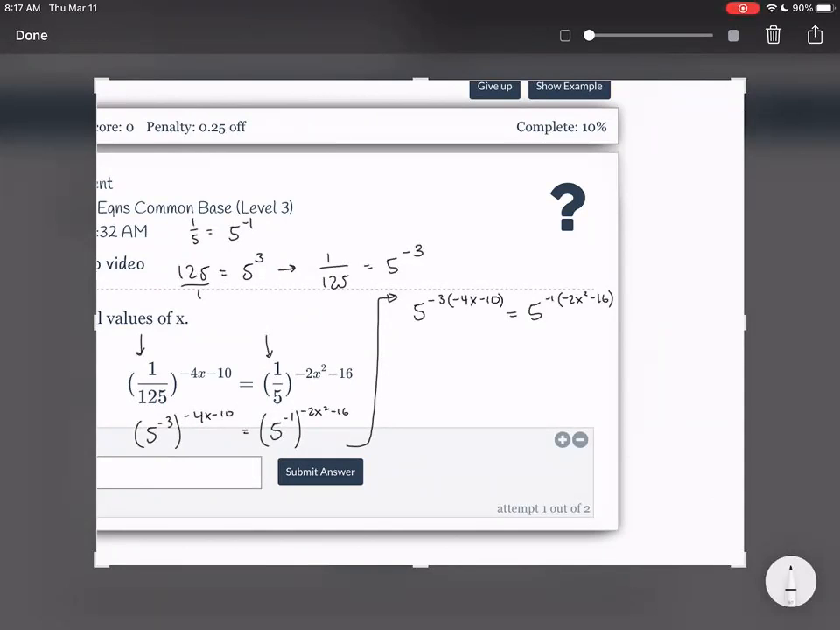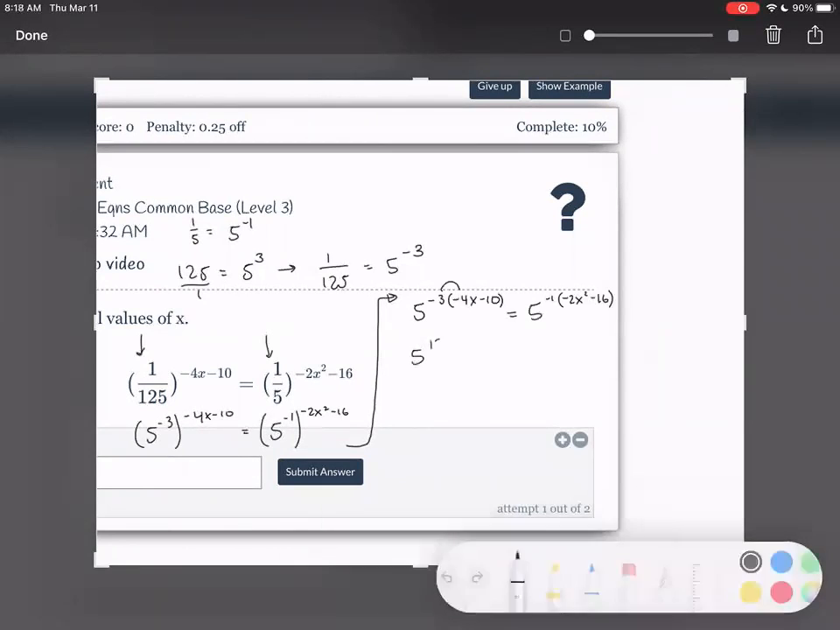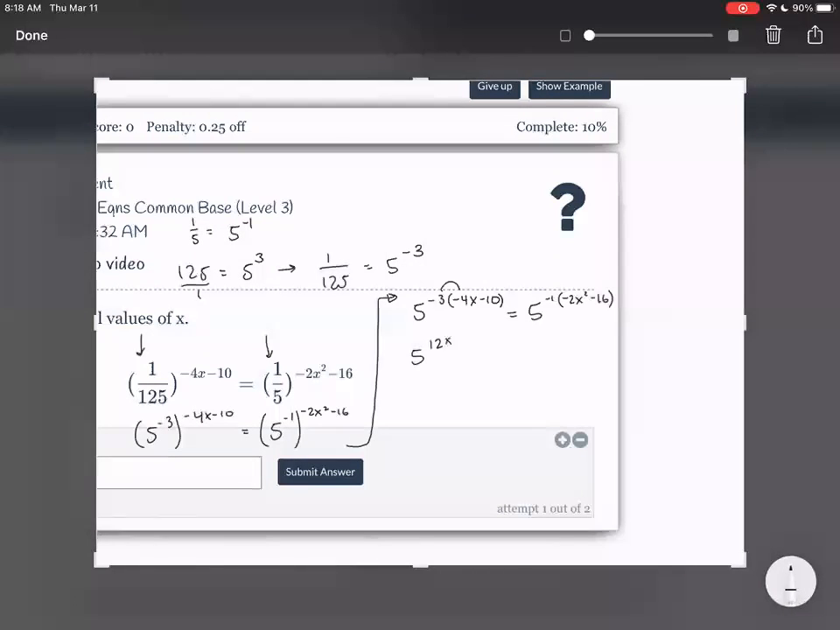Okay, so then let's actually multiply them out. So -3 times -4x, that gives us positive 12x. So positive 12x, and then -3 times -10 is plus 30. And then for these, -1 times -2x squared, so it's just positive 2x squared. -1 times -16 plus 16.